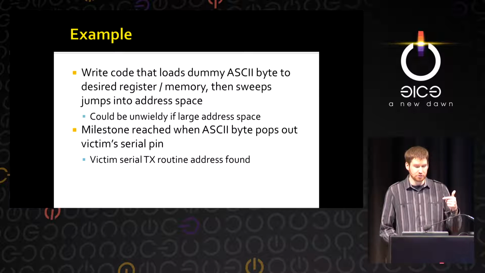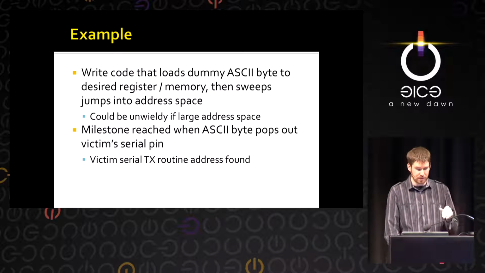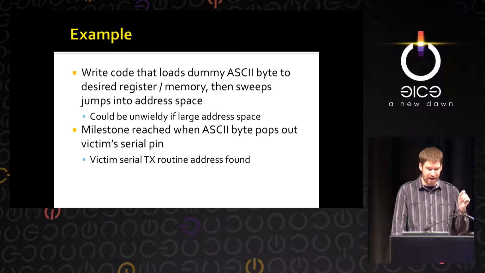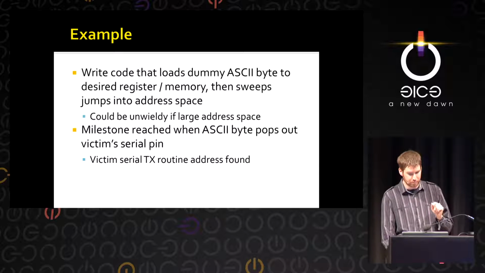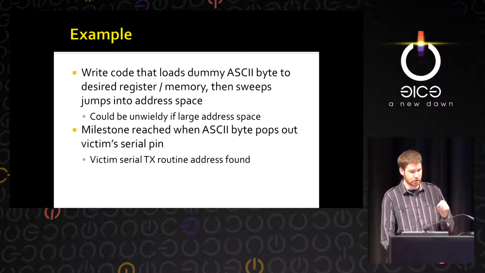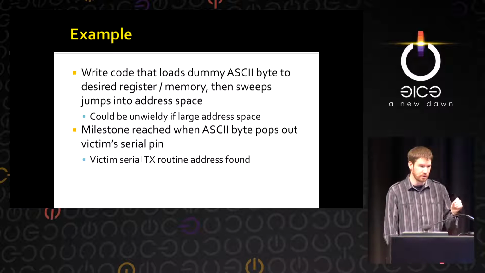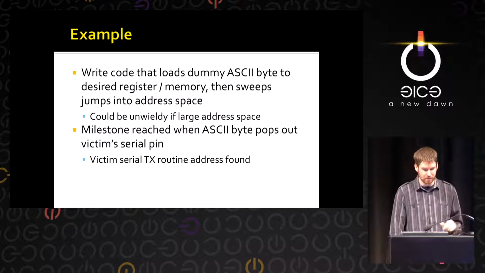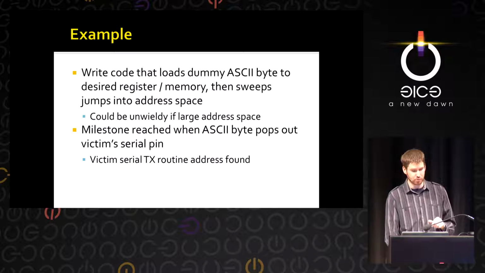The next thing I did was write more code in the 6805 that loads a dummy ASCII byte, like 5 or F or A, some value where it's alternating bits, into a register, like A on the 6805, for example, then sweeps jumps into address space. What I'm doing is searching for the serial transmit routine in software, because the victim bit-banged the output, so it didn't have a hardware UART.